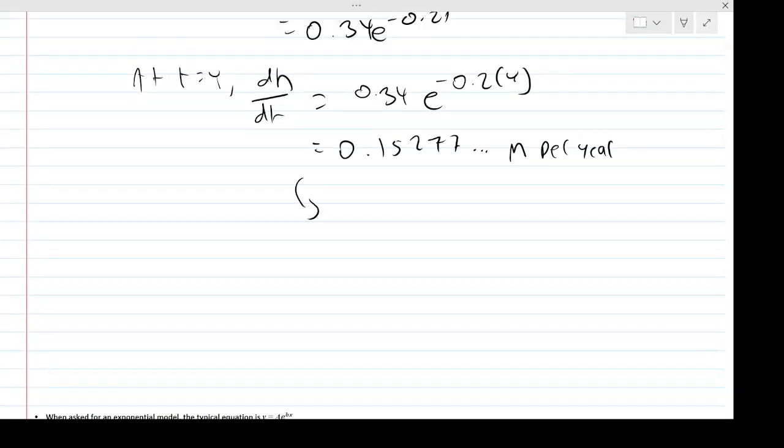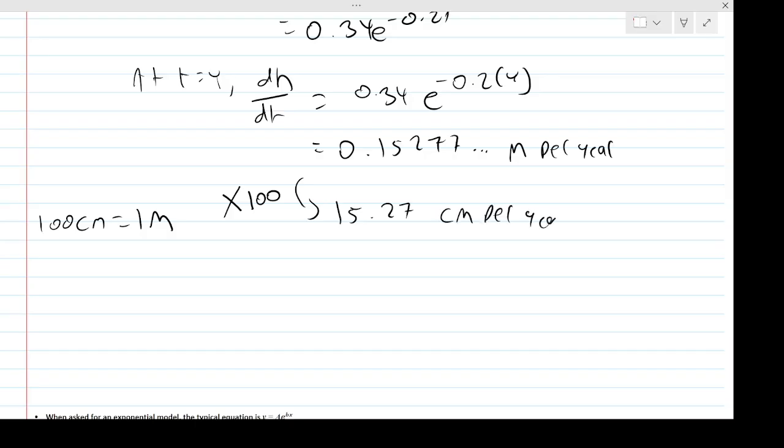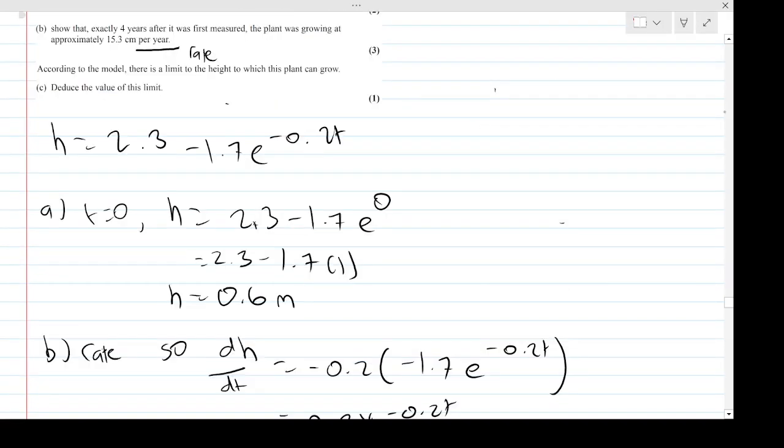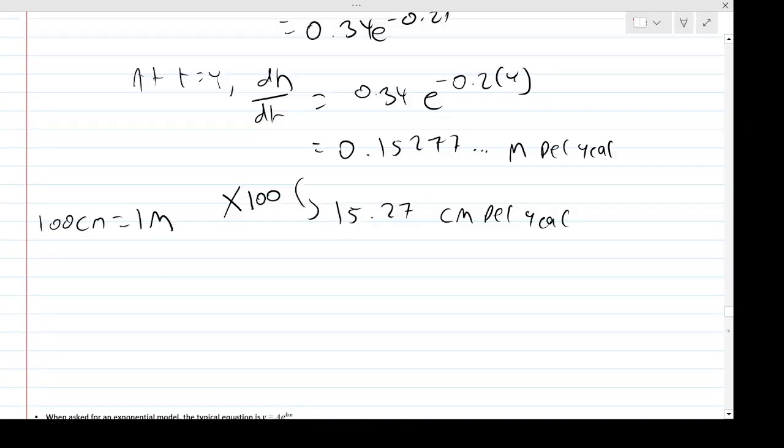we need to times by 100, right? Because obviously 100 centimeters are in a meter, and so to get it from meters to centimeters, we need to times by 100, and then that'd be 15.27 centimeters per year. And that rounds to 15.3, okay? And that is the answer there. Cool.